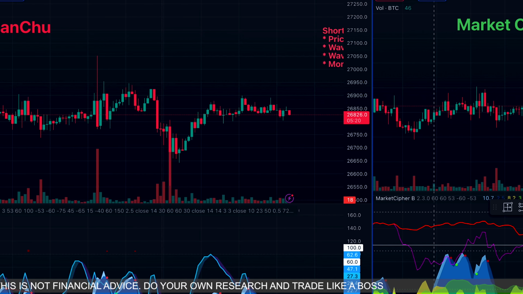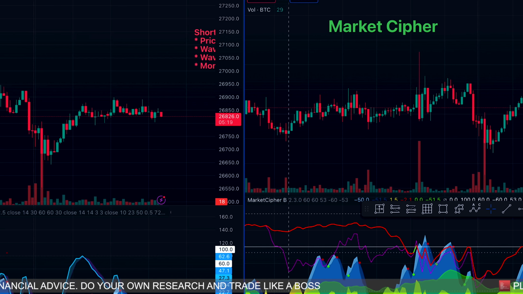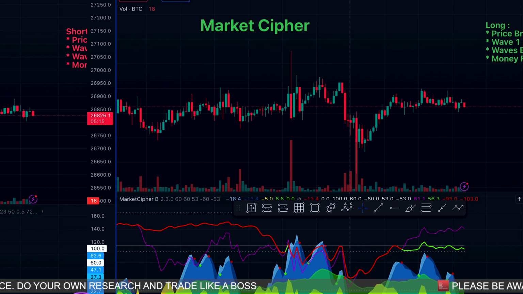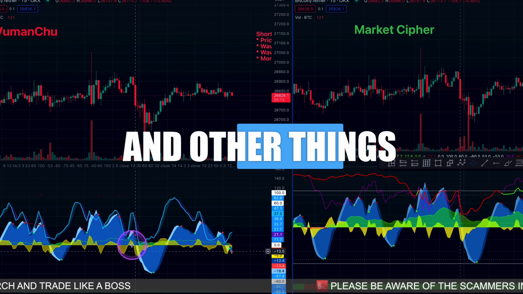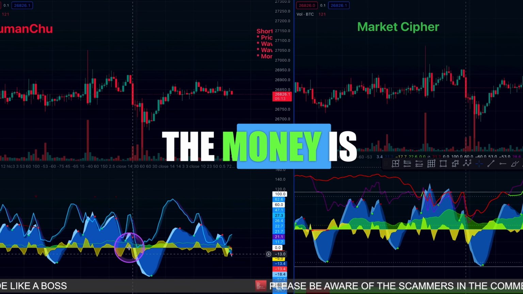So what I'm going to be doing is I'm going to be using Botify, which is a product that I made, to backtest a couple of strategies on many different pairs in crypto and other things like Forex to see whether the money is worth the difference.